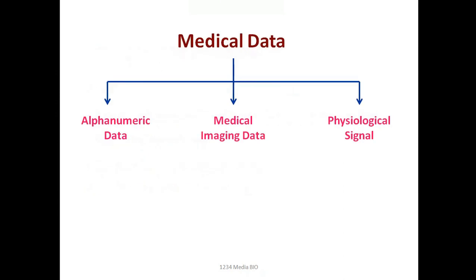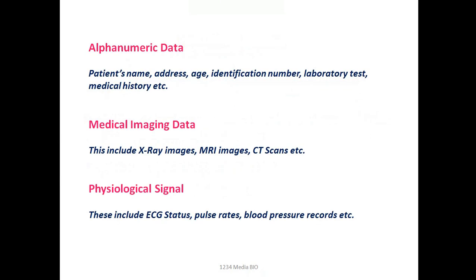So what are the types of medical data? Alphanumeric data, medical imaging data, and physiological signals. Okay, let's discuss them. Alphanumeric data: patient's name, address, age, identification number, laboratory tests, medical history etc. are included in the alphanumeric data. Next, medical imaging data. This includes X-ray images, MRI images, CT scans etc. And physiological signals. These include ECG status, pulse rates, blood pressure records etc.